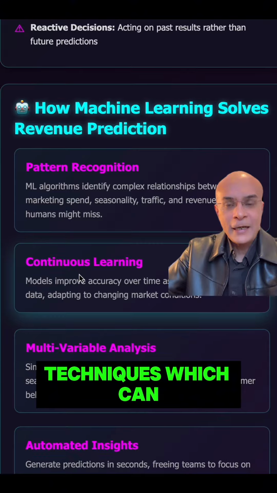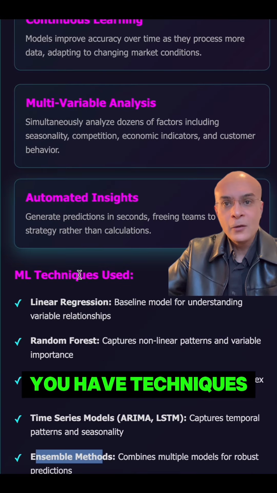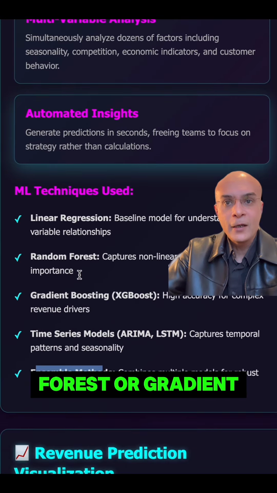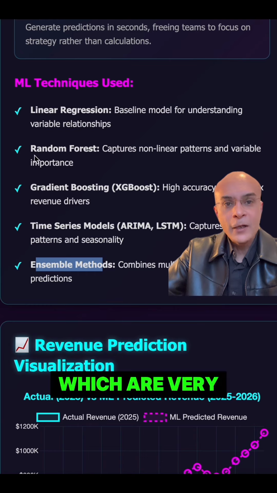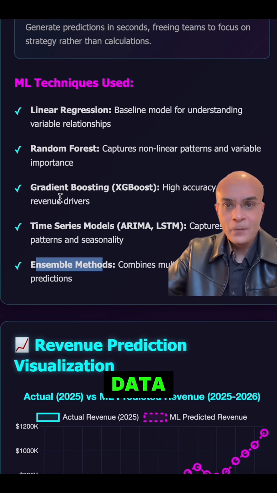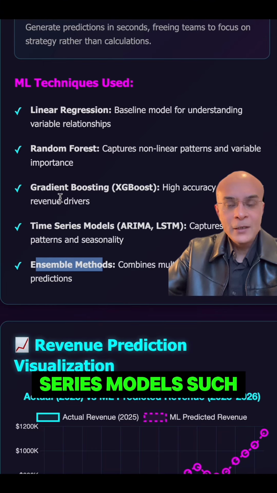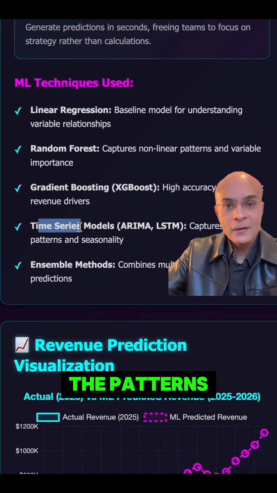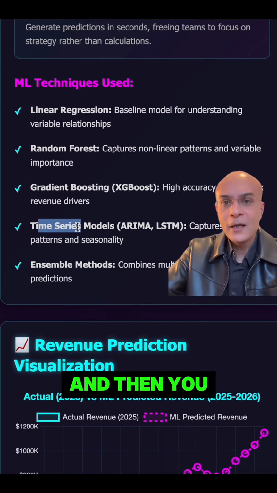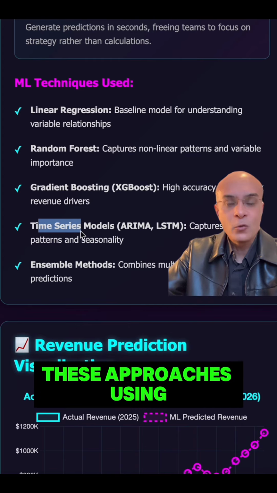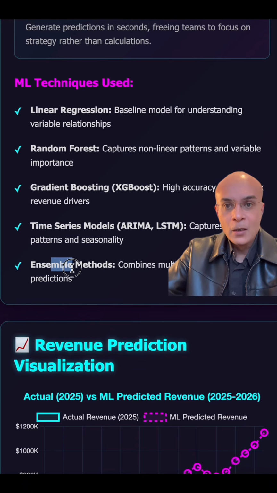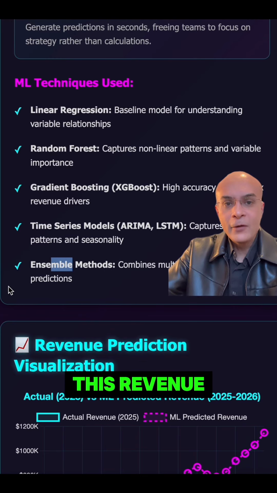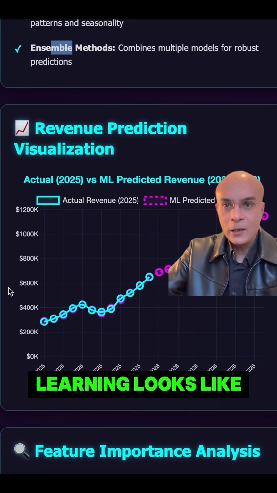Now, there are various techniques which can be used for machine learning. You have techniques such as random forest or gradient boosting, which are very useful for predicting revenue based on non-time series based data. In addition, you also have time series models such as ARIMA and LSTM, which can understand the patterns, the seasonality based on time and come out with a prediction. And then you can combine both these approaches using ensemble method. So let us see how this revenue prediction using machine learning looks like.